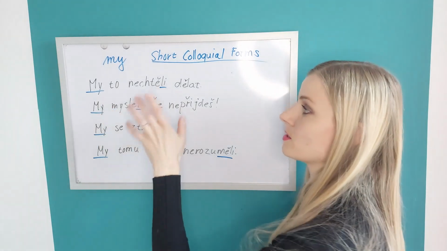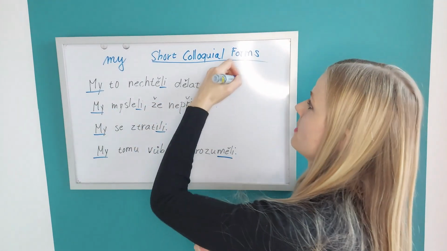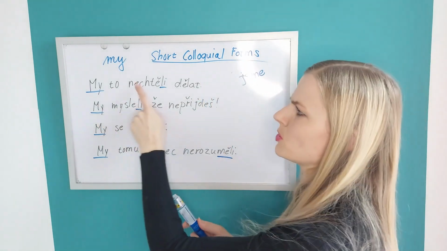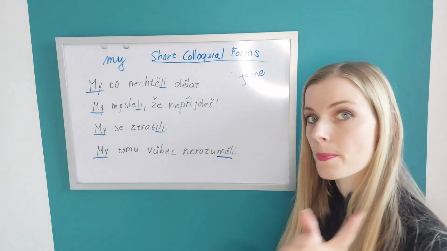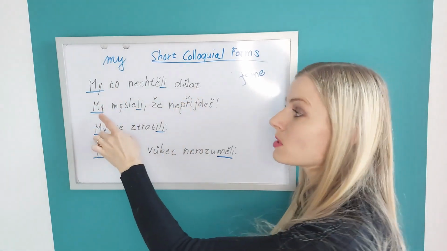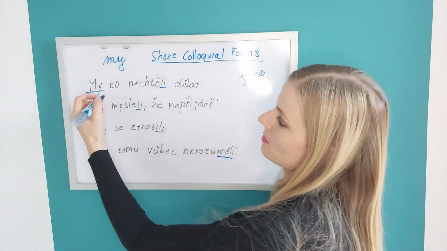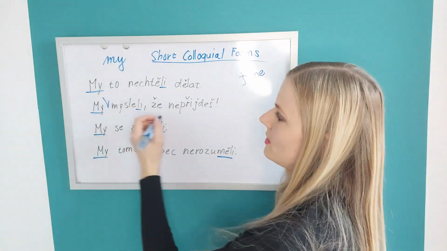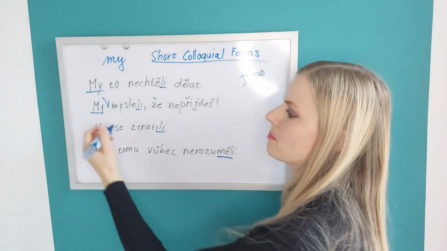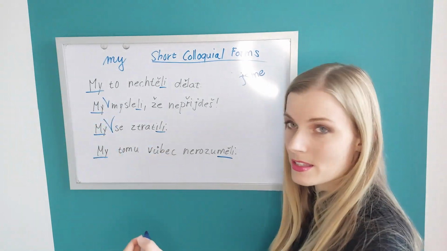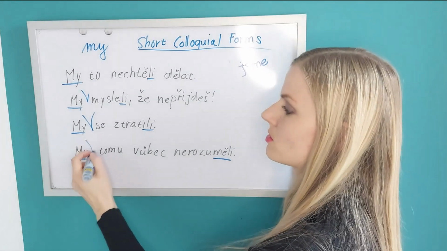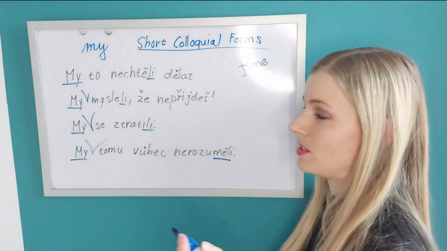I will read the sentence and you complete it with jsme in the right place. My to nechtěli dělat. My jsme to nechtěli dělat. My mysleli, že nepřijdeš. My jsme mysleli, že nepřijdeš. My se ztratili. My jsme se ztratili. My tomu vůbec nerozuměli. My jsme tomu vůbec nerozuměli.